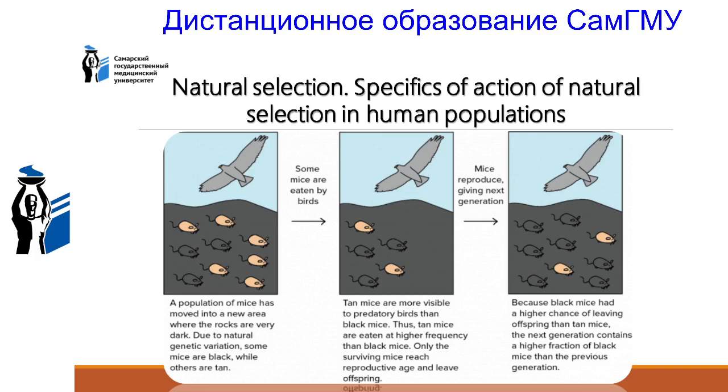The disruptive form of selection breaks the population, according to a certain characteristic, into several groups. It maintains a state of genetic polymorphism in the population. Depending on the form, selection reduces the scale of variability, creates a new or preserves the old picture of diversity.